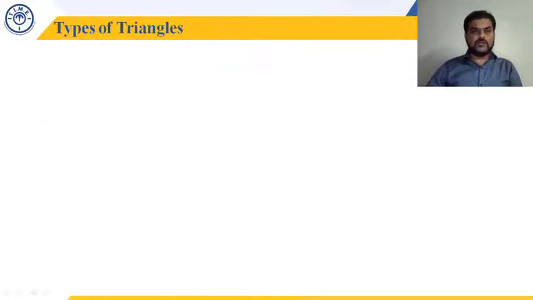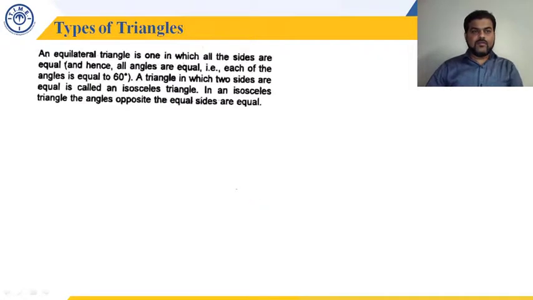Fine, let us look at the types of triangles. So we have the equilateral triangle. An equilateral triangle is a triangle in which all the sides are equal as well as all the angles are also equal. And since all the angles are equal, each angle must be equal to 60 degrees. Okay. And what is an isosceles triangle?